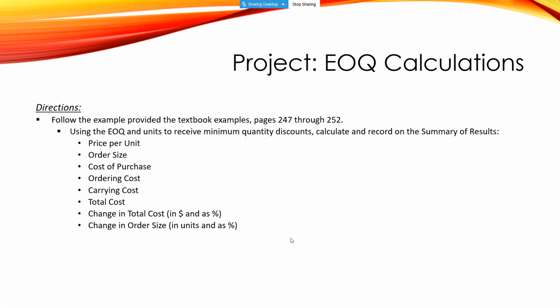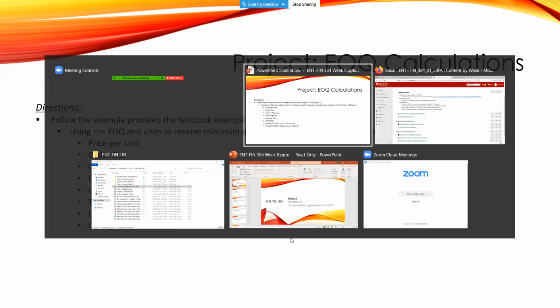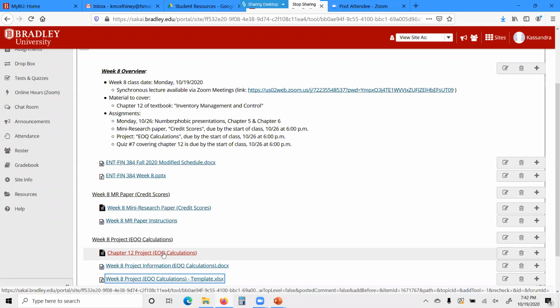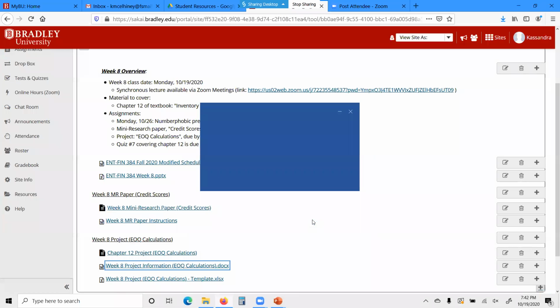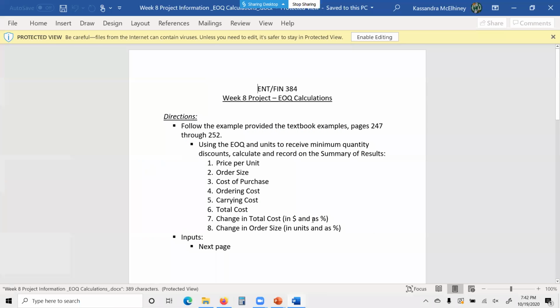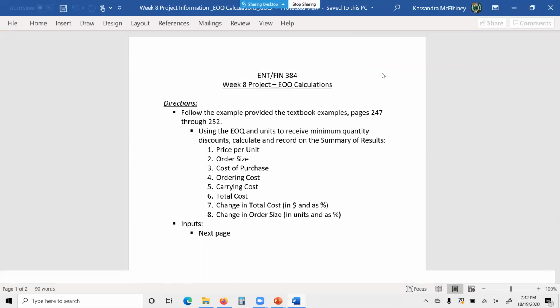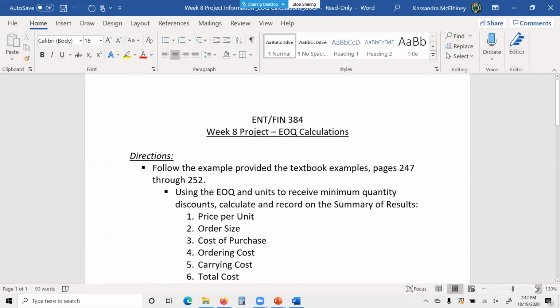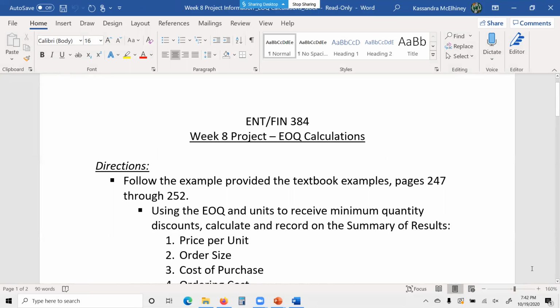Okay, this is the end of our material. We've got the project here that involves calculations of economic order quantity. That should be the handout right after the PowerPoints. And it looks about like this here. It's a perfect thing to follow, this textbook 247 to 252.